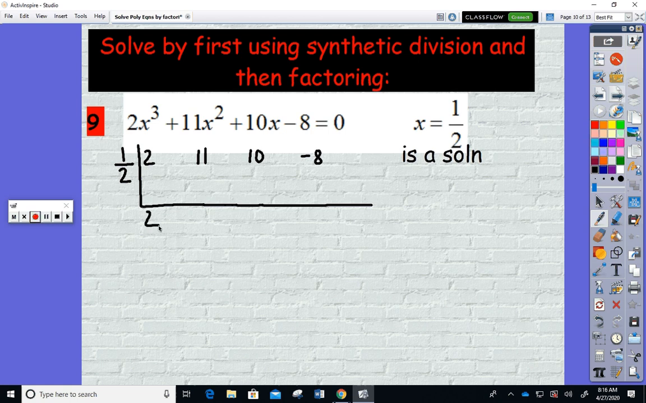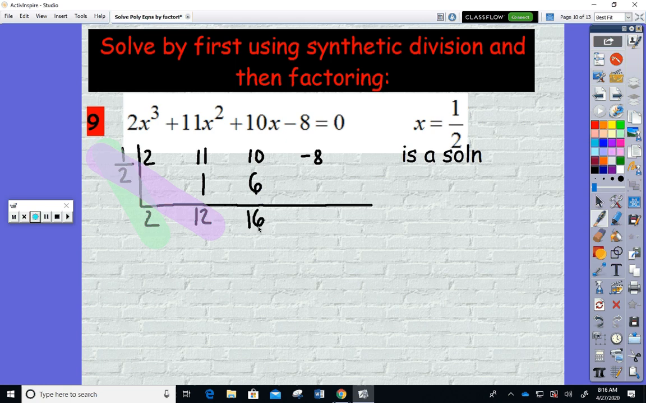So when you do your diagonal, you start with 1/2 times 2, and half of 2 is, in fact, 1. So that goes here. 11 and 1 is 12. Now you're going to do your diagonal multiplication. Half of 12 is 6. So I'm going to put that there, and 10 and 6 is 16.